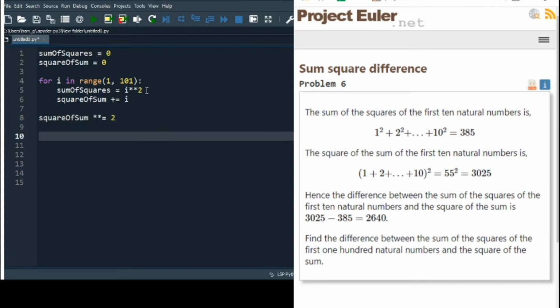There, that'll do. Now we just subtract one from the other, and it actually doesn't matter which way around you do it, you'll get the same difference. So print sum of squares minus square of sum, and that produces the wrong answer. What have I done? Did I square the wrong one? Square of sum plus equals i. Oh yeah, okay, so that should be plus equals. There, that's the correct answer.